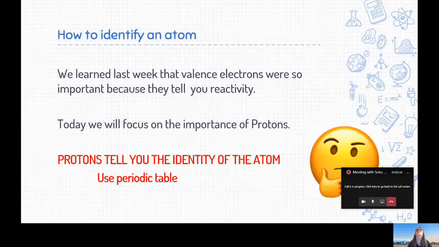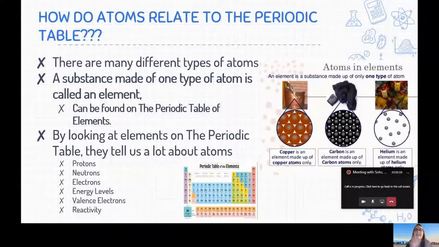Now, how do we know the identity of the atom? We use the periodic table. So we have all the elements that occur in nature that we have found anywhere in the universe, all documented in one table. That is our periodic table of the elements. So every single atom that has a different number of protons is a different element. And the number of protons tells you which element it is. And then you can find it in the periodic table and know everything about it. Our periodic table is like the catalog of all the different atoms that exist, right?